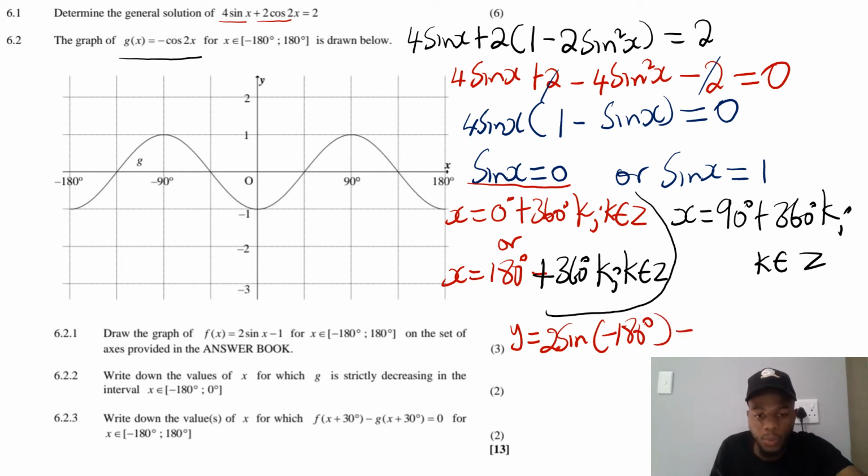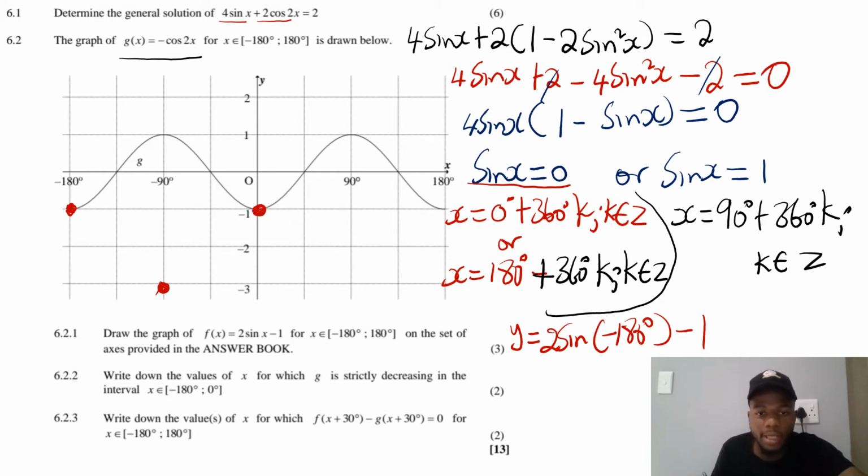You can use a calculator if you want. This is going to give me 0 minus 1, so negative 180 will go with negative 1. The next value of x that we can substitute is negative 90. If we substitute negative 90 where there is x, we get negative 2 minus 1, which is negative 3. Negative 90 will go with negative 3. Then if we substitute 0, 2 sine 0 minus 1 gives us negative 1.